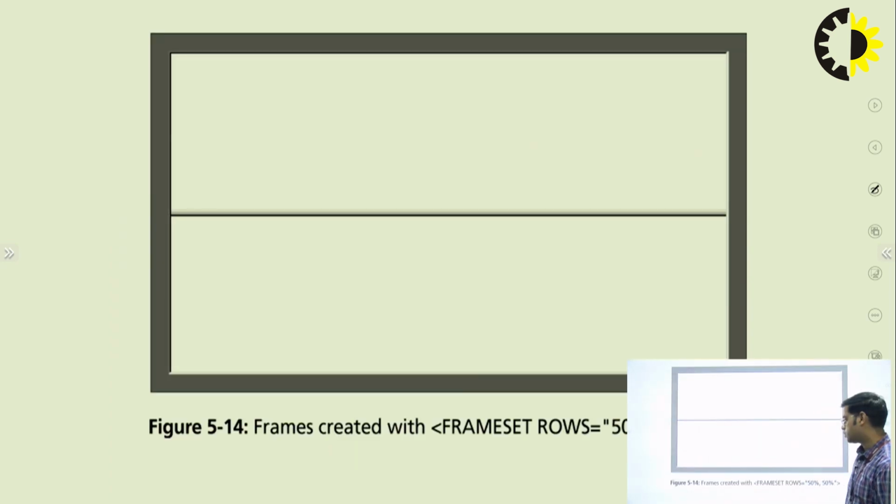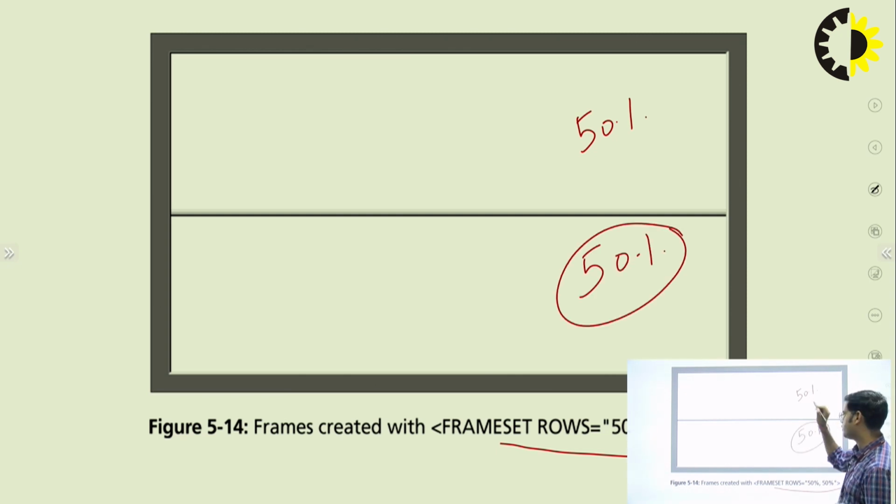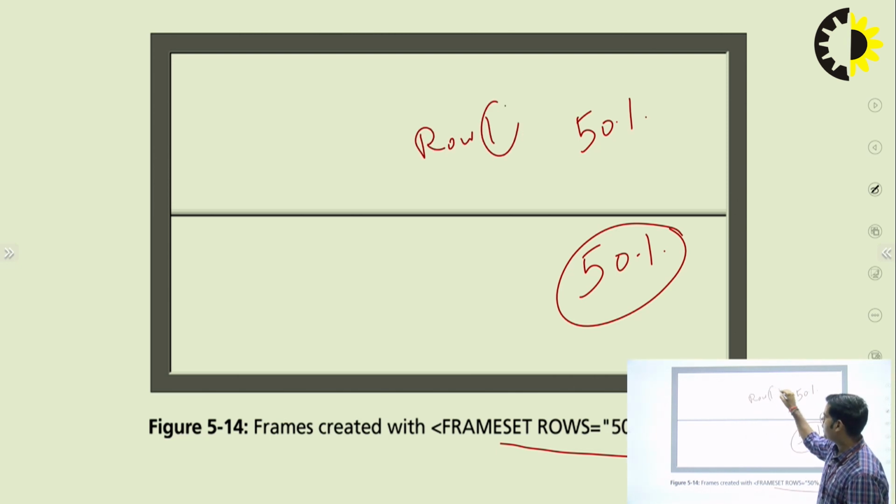Okay. So a frame created with the frame set rows 50 by 50. As you can see here, we divide the browser screen into the 2 rows, that is 50% of this frame and the other 50% of this frame. So here is the browser screen divided into the 2 rows, row 1 and row 2.